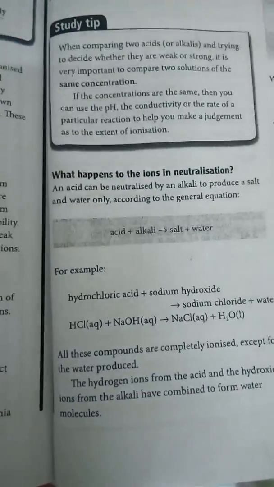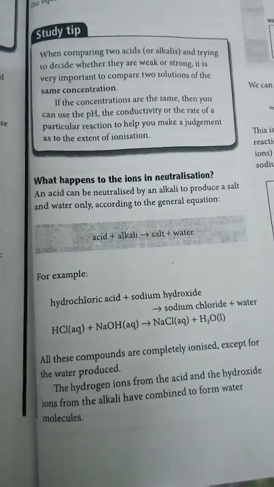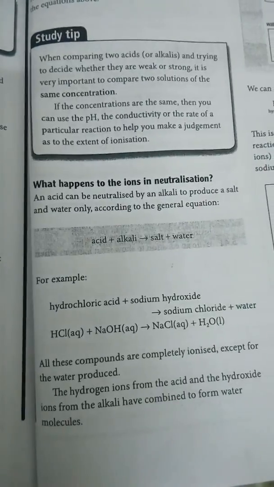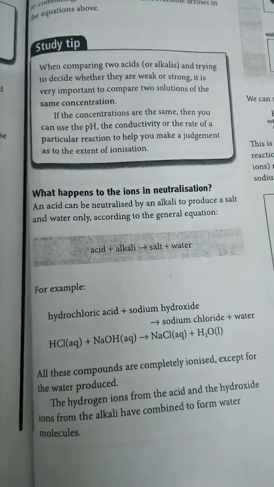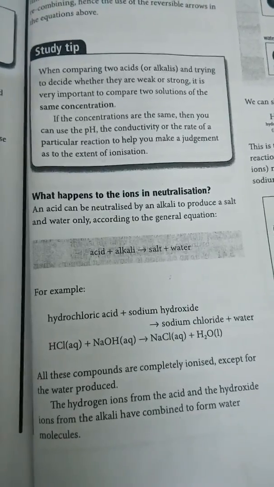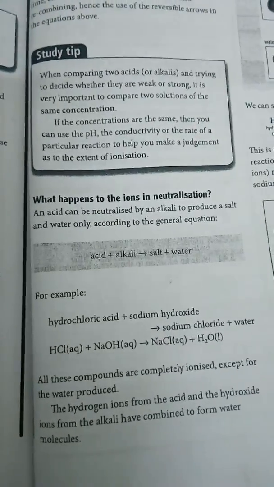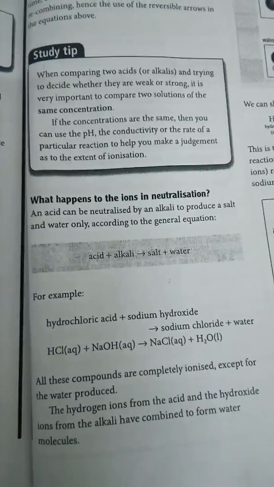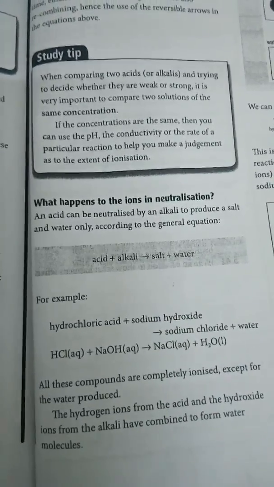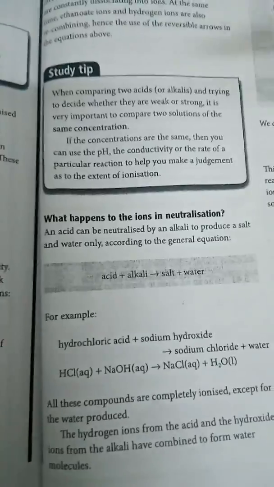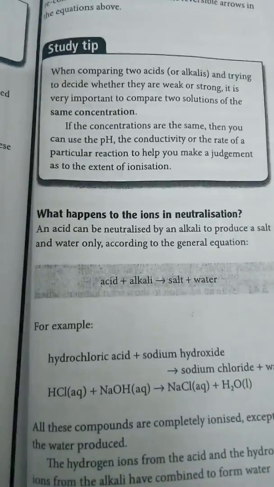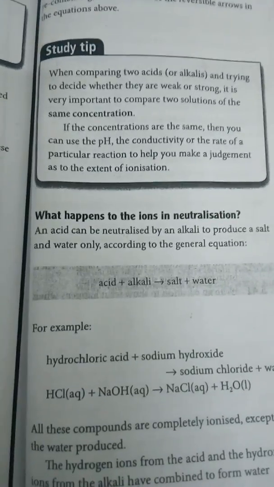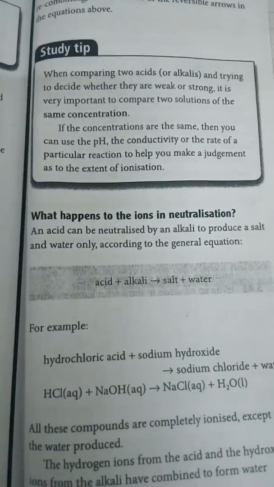Good morning. So let's continue our discussion on acids and bases. Last time we discussed the characteristics of strong and weak acids and alkalis. Today we are going to discuss what happens to the ions in neutralization. Of course, neutralization, you remember, neutralization means what? The reaction between acids and bases, or acids and alkalis.